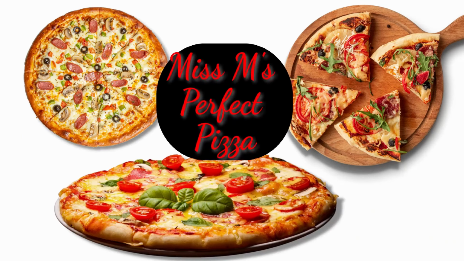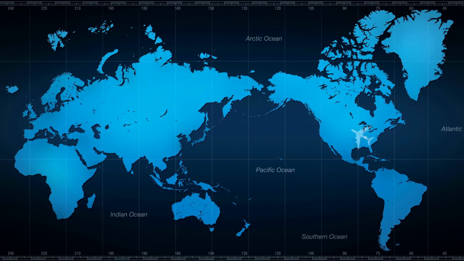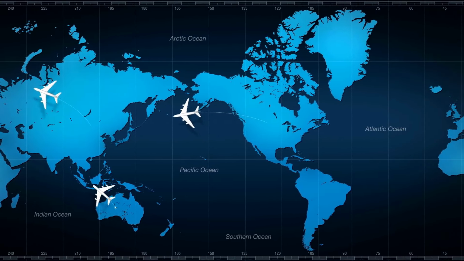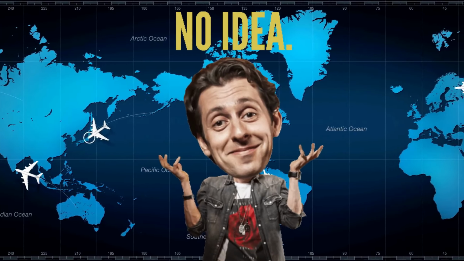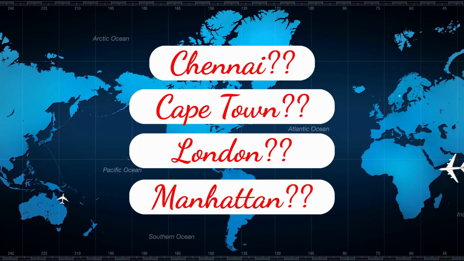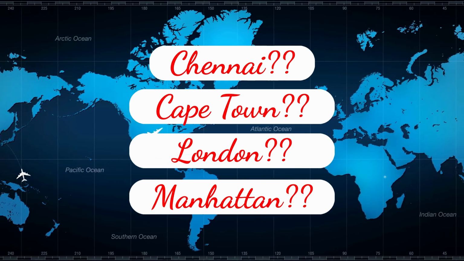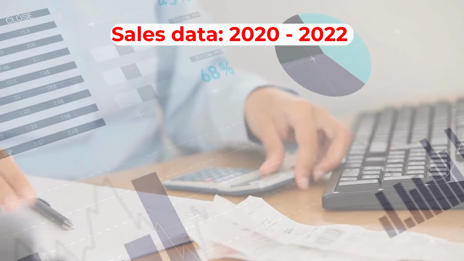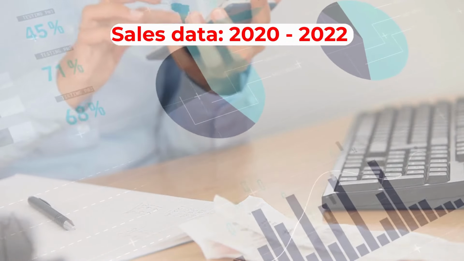The story around your data. Miss M's Perfect Pizza has pizza locations around the world, and they're thinking of expanding, but they're not sure which of their pizzas are the most profitable or which of the 4 locations have been performing the best. They've given you their sales data for the last 3 years and asked that you provide answers to these questions.